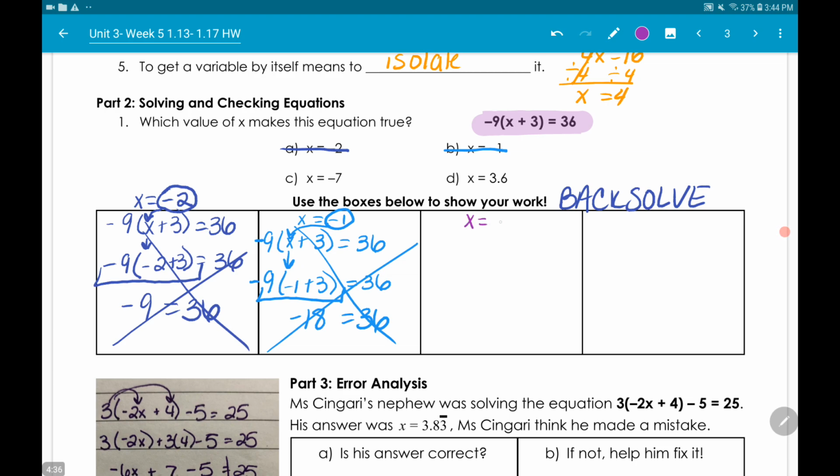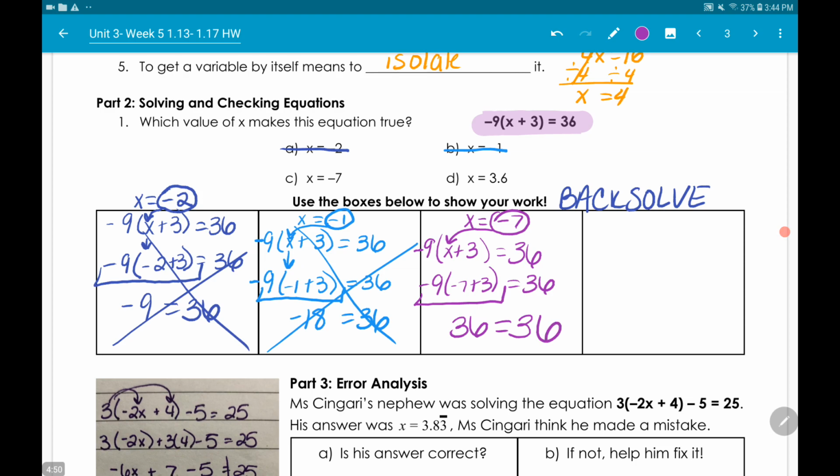Now we're going to try C. We have x equals -7. Okay, I substituted in my -7, and I put this piece right here in my calculator, and I got 36 equals 36, and that looks good to me. So that is my answer. On your own time, I want you guys to try D and make sure it really doesn't work.